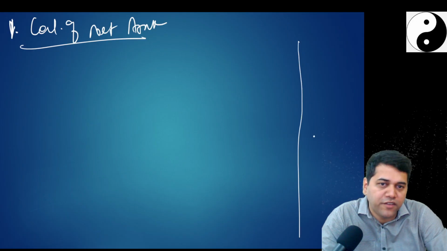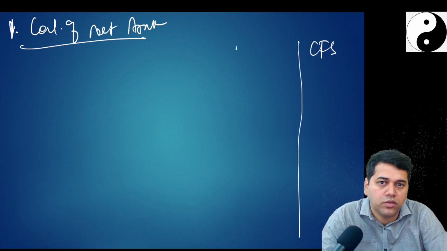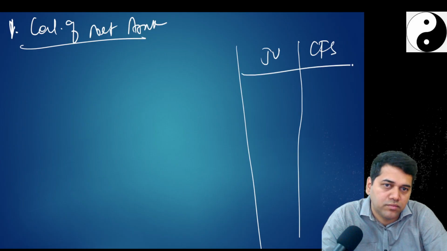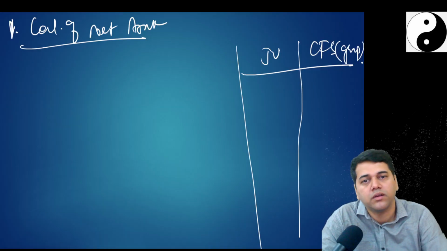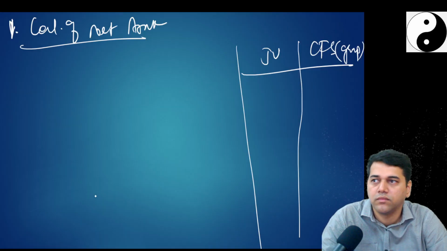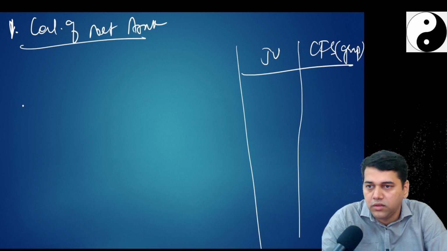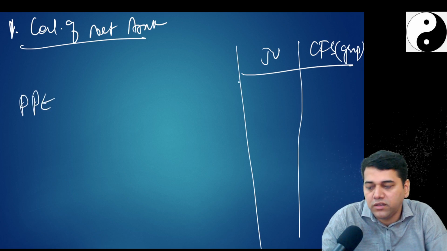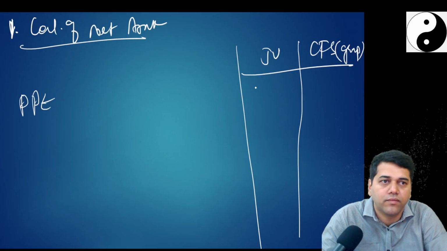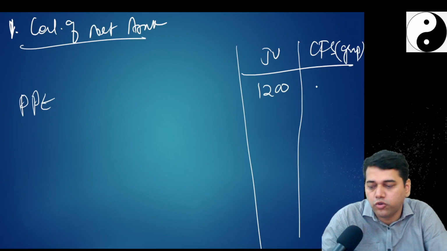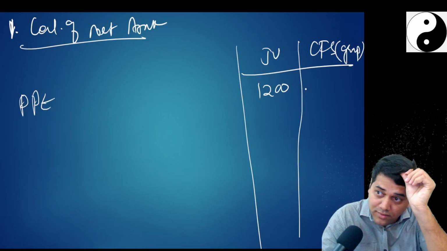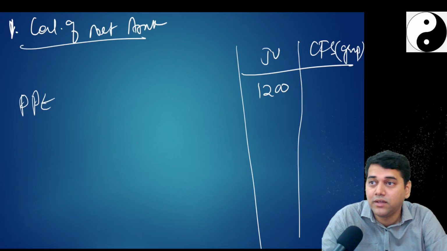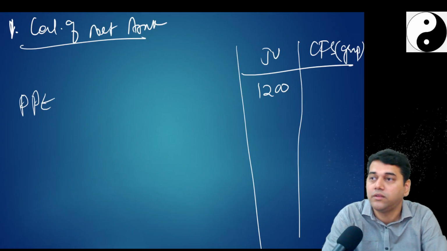So you will take CFS as a group and you will take the joint venture. What is the PP of the joint venture? Of the group? How? Full, no? It is 50%.